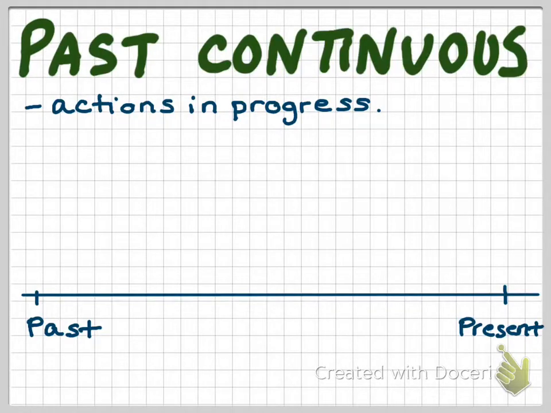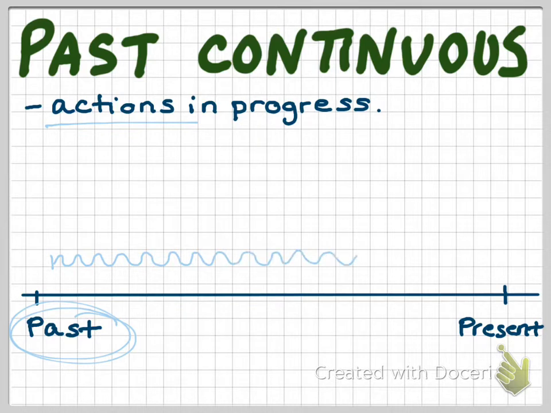Let's see how to form and how to use the past continuous. The past continuous is a tense that refers to actions that happen in the past. It also describes actions that happen at a certain time in the past and they were in progress. It means that the actions happen around a certain time in the past. For example, you were playing football.